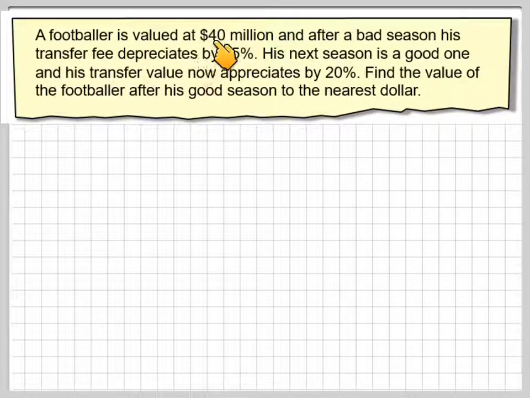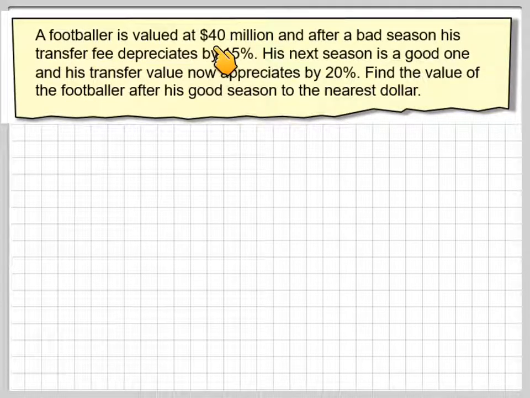A footballer is valued at 40 million, and then after a bad season, his transfer fee depreciates by 15%. The next season is a good one, and therefore his transfer value appreciates by 20%. Find the value of the footballer after his good season to the nearest dollar.